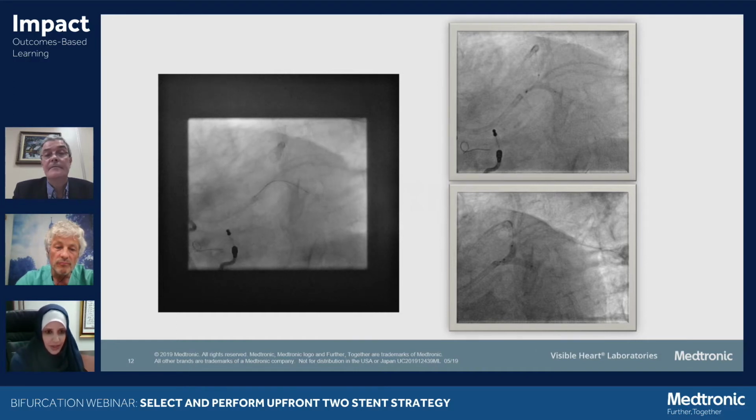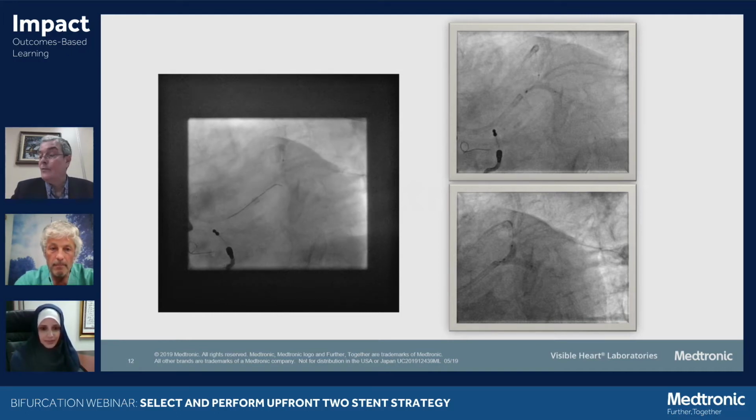The access is unfavorable, but surprisingly, by naked eye, the ostium was not very clear to be involved, but once we put that OCT catheter, it was fairly clear the ostium was involved. Yeah, and what is the size of balloon used for crushing?